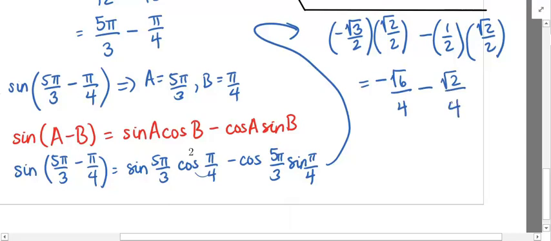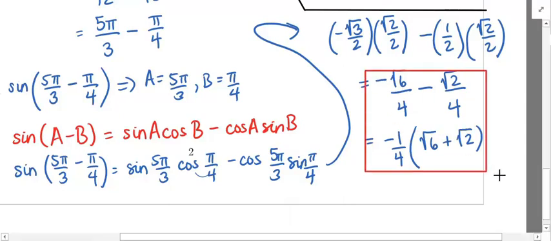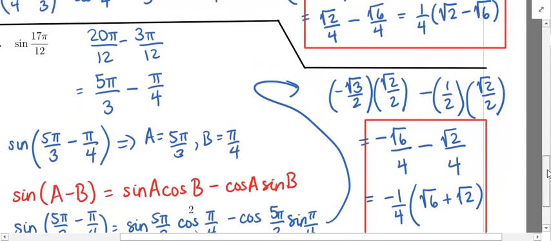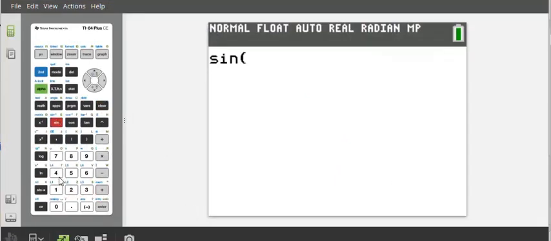So we can leave the answer like this, or we can factor out a negative 1/4, and that will leave us with the square root of 6 plus the square root of 2. Either way you want to write it is correct. And now we can go check ourselves on the calculator. We need to compare the decimal expansions. So we were computing the sine of 17 pi over 12. So let's punch that in. Sine of 17 pi over 12.